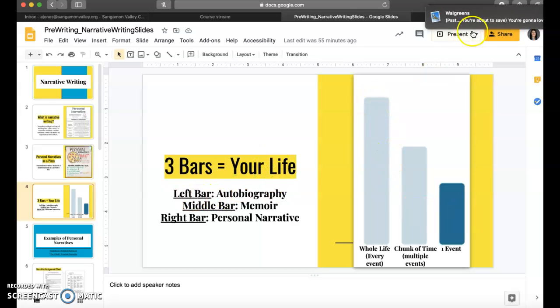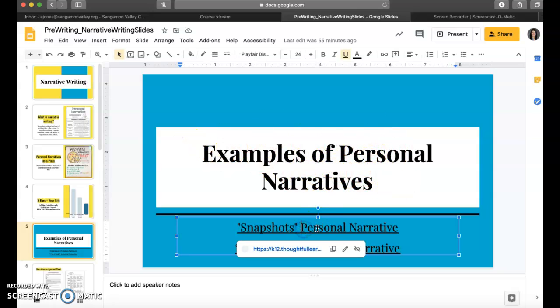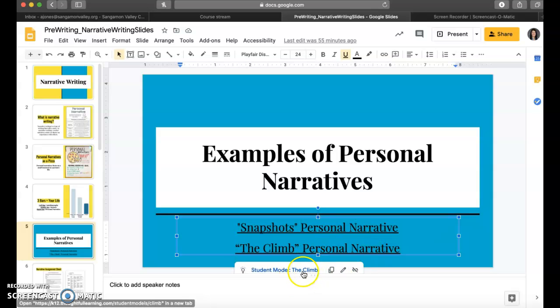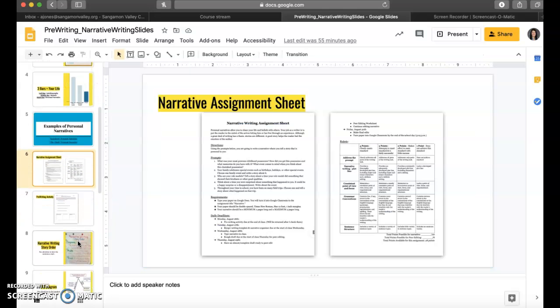All right, 3 bars is your life. So this left bar is the autobiography. Okay, that's a story about your whole life, every event. The middle bar is a memoir. That's a chunk of time, which is still multiple events. And then the right bar is a personal narrative, which is a small event, one small piece of an event. If you would like to see some examples of personal narratives, and I do recommend that you take a look at these, on the Google Docs you can click on the narratives and it'll take you to a link to those.